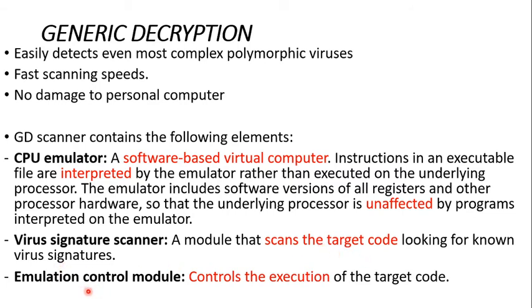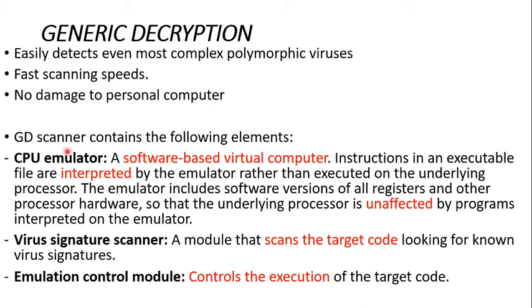This is what happens at the time of execution. So emulation control is to control the execution of the target code. Like that, these are the three, either you say it as 3 levels or 3 steps, where the GD scanner will perform the detection of virus.